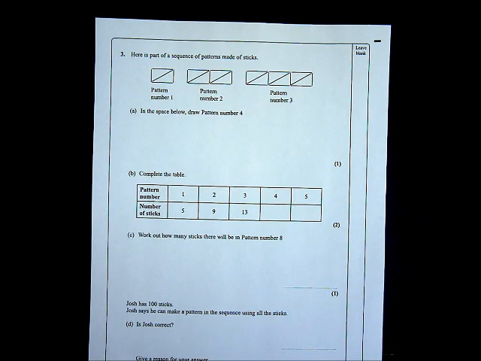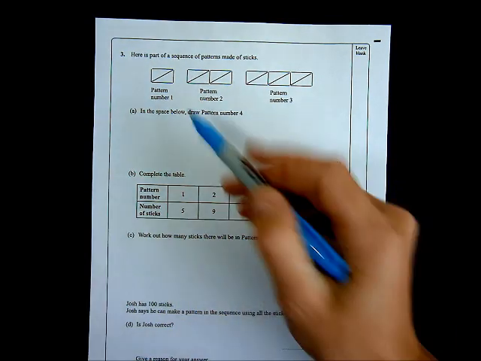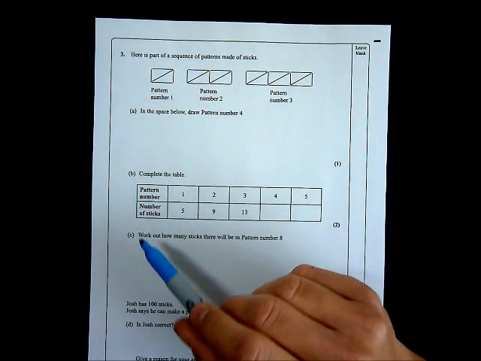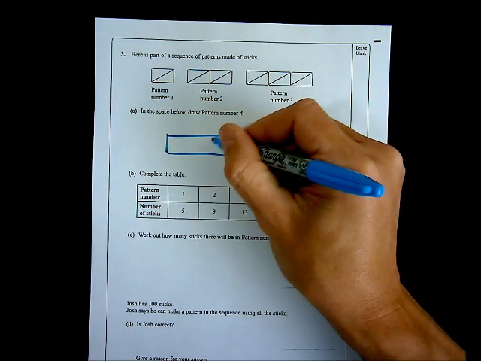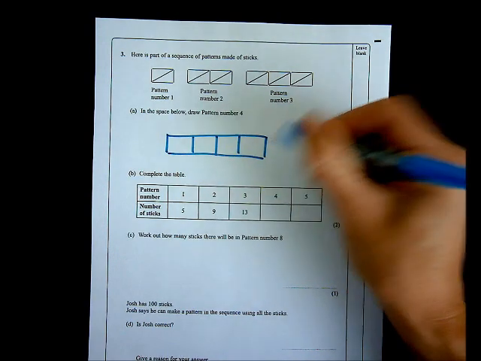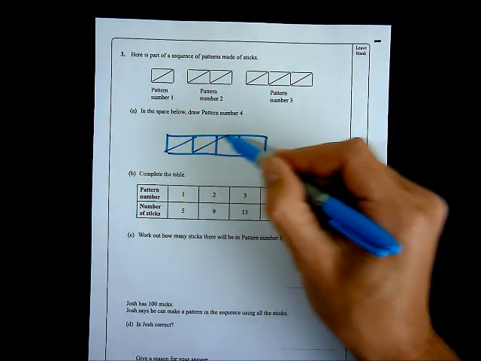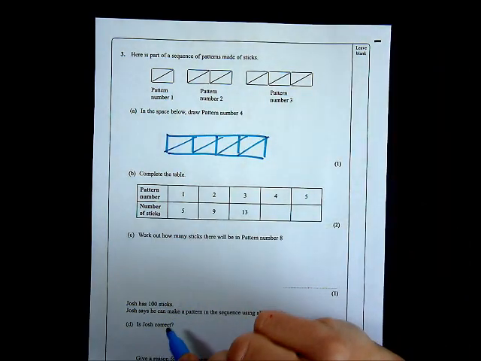In question 3, I'm given a pattern of sticks, which you can see above here, and I'm asked to draw pattern number 4. So that would be a case of drawing 4 rectangles and having diagonal lines across them all.